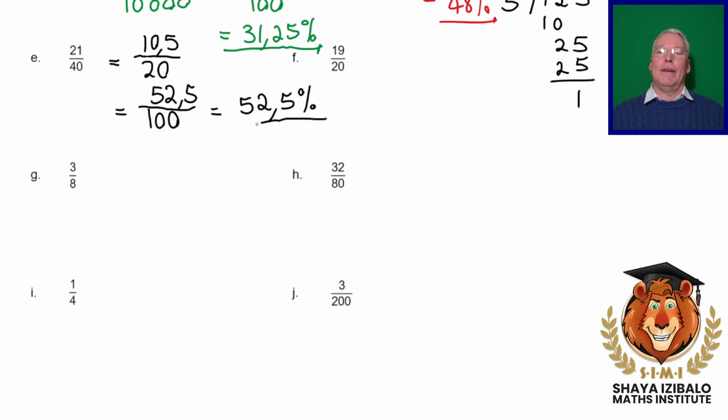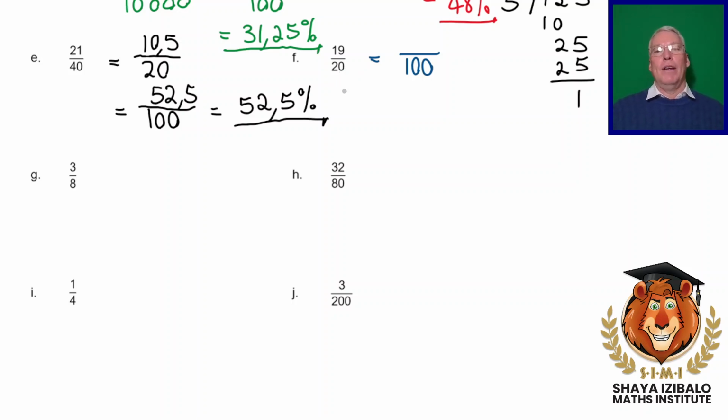Right, the next one, 19 out of 20. I think we might have done this one yesterday, actually. All right, let's multiply the bottom by 5. Right, 5 20s are 100. 5 19s is the same as 19 lots of 5.